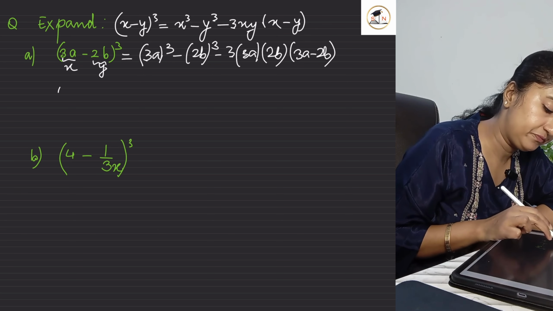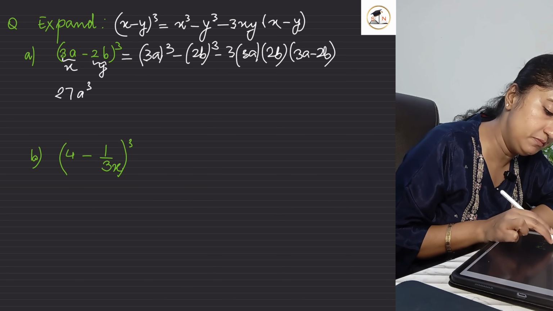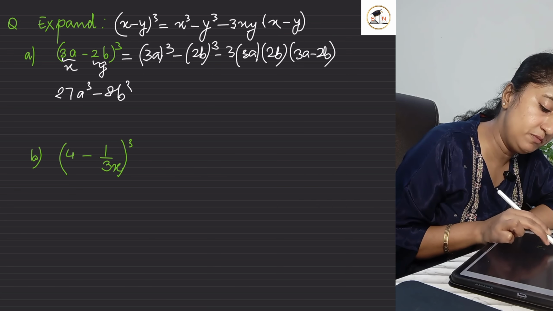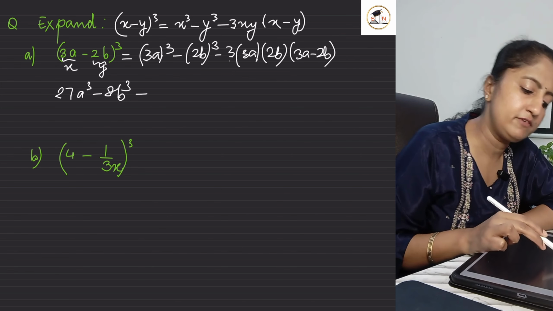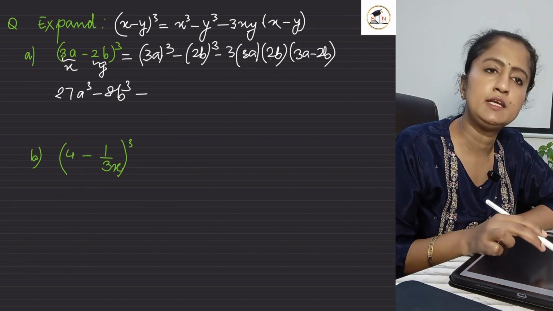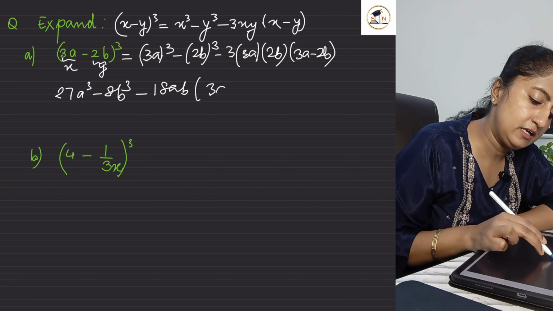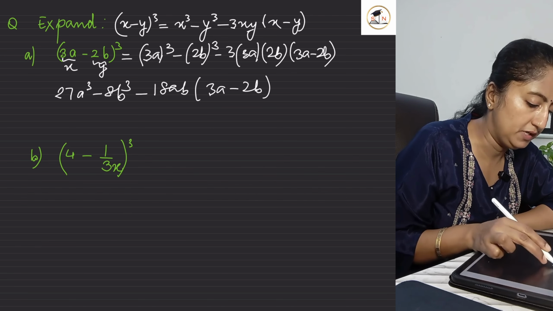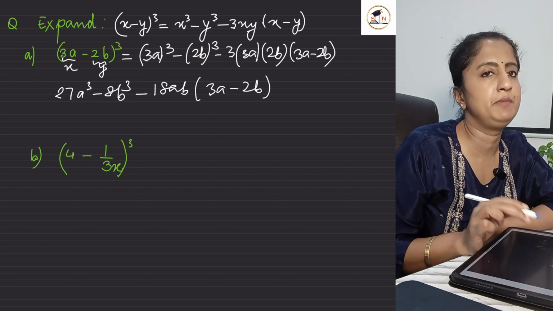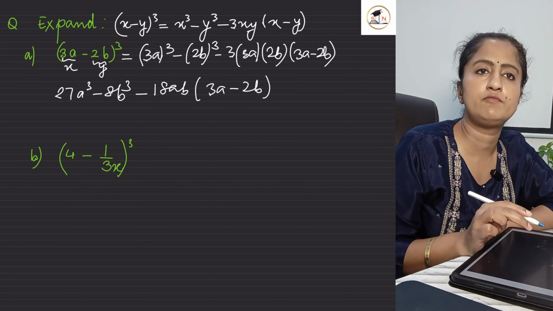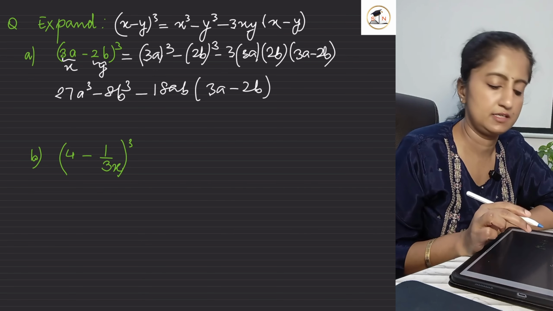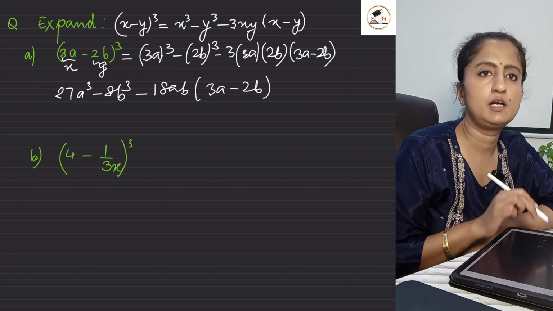So what do we get? We get 27a cube minus 8b cube. Then we have 3 into 3, 9. 9 twos are 18. We get 18ab in bracket 3a minus 2b. Expansion means we need to expand each and every possible brackets that exist. So we are yet not complete.